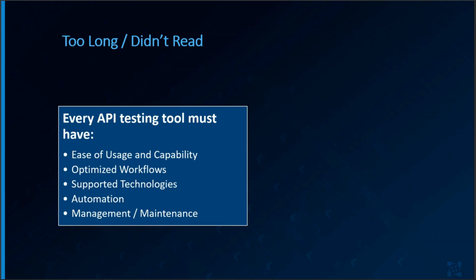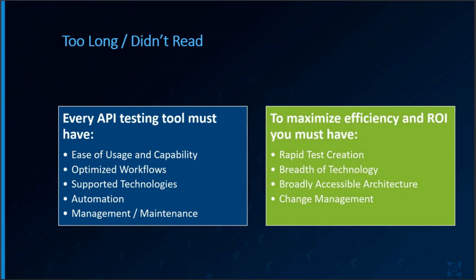And management and maintenance capabilities. But to really maximize your efficiency, you need that rapid test creation. AI powered if possible. You need it to be able to have an extensibility framework that allows you to not only have the supported technologies now, but have an easy way to snap in new technologies. It needs to have broadly accessible architecture, cloud, desktop, command line, build system, doesn't matter. It should all just work. And then it has to have a change management process, because without that, your solution will run away from you.